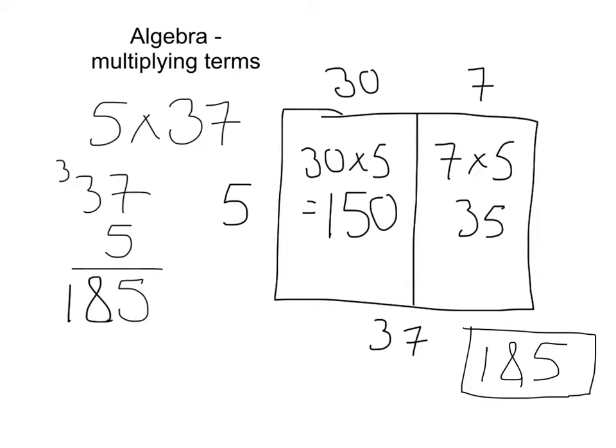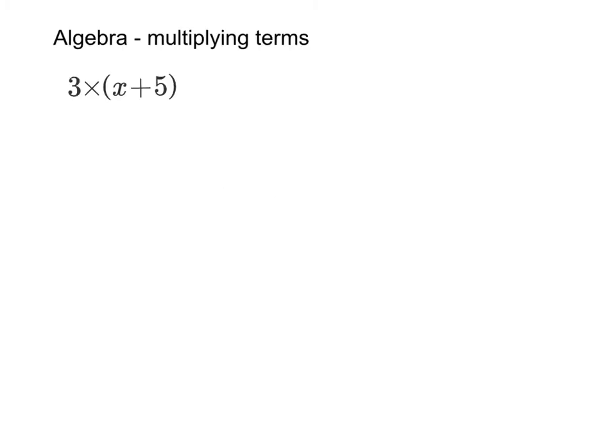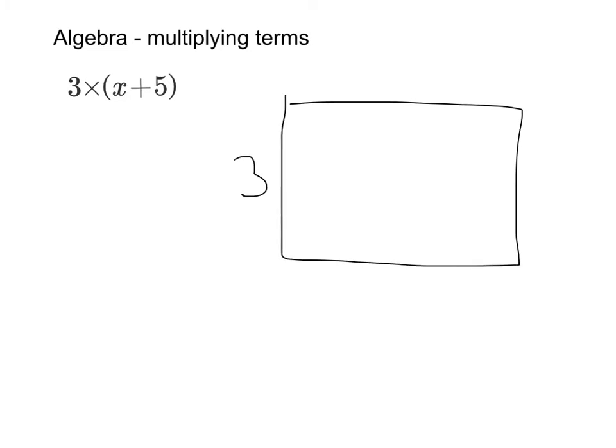Now we're going to use this for algebra. So let's go on to the next slide. So say we have 3 multiplied by x plus 5. Now that's our multiplication symbol, not to be confused with the letter x or the variable x. So 3 by x plus 5. So let's draw a rectangle, and one side will be 3 and the other side will be x plus 5.